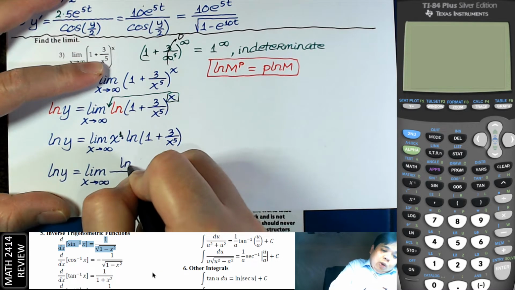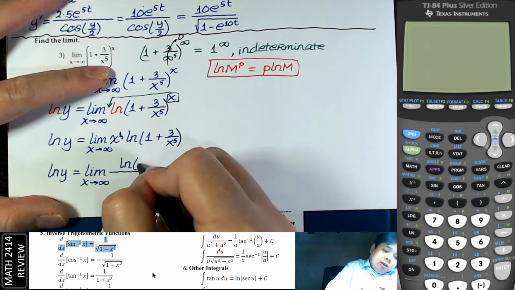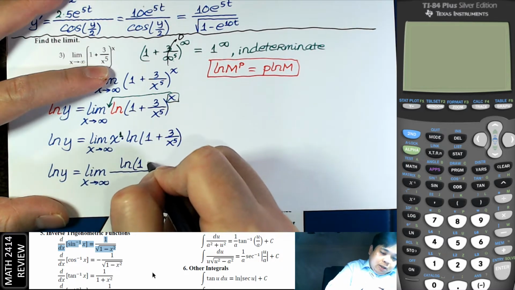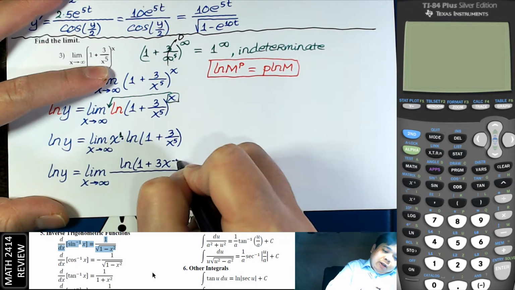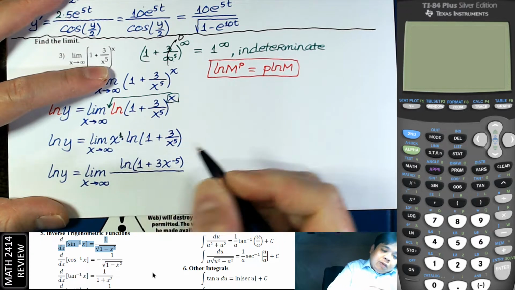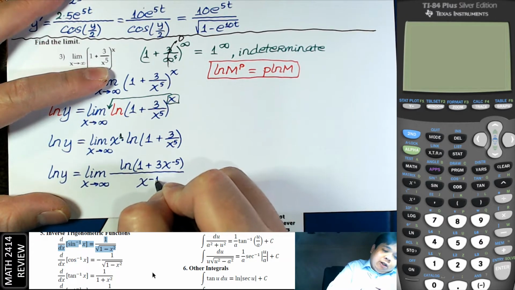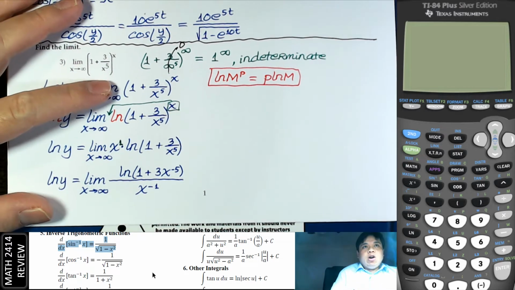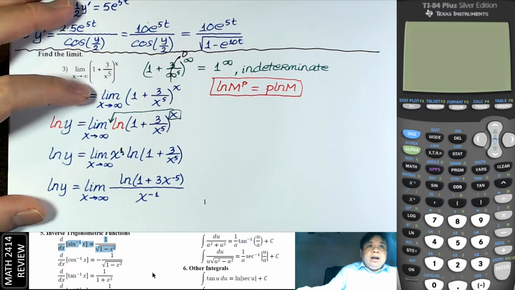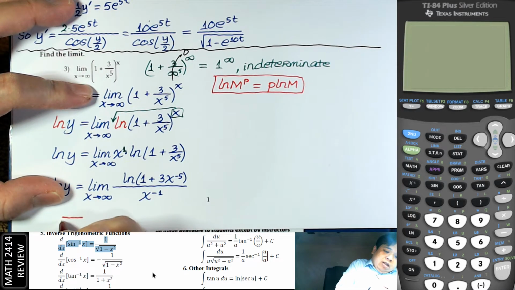By the way, we do the same thing, x to the fifth from the bottom, move to the top. I can say x to the -5. And then x to the first here, move to the bottom, becomes -1. Right? Now we have a ratio of two functions. Then we can use L'Hopital's rule. Now this is L'Hopital's rule.